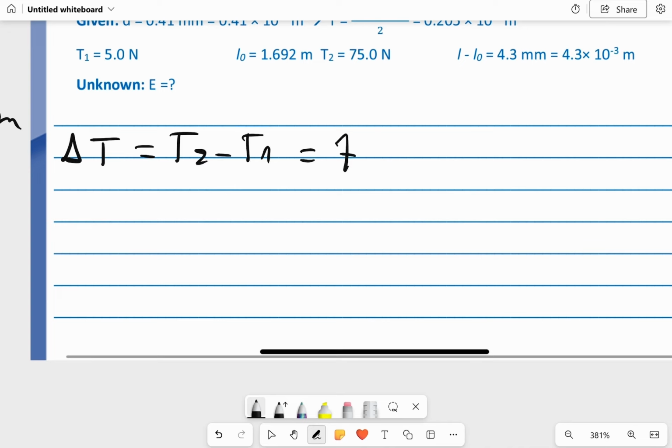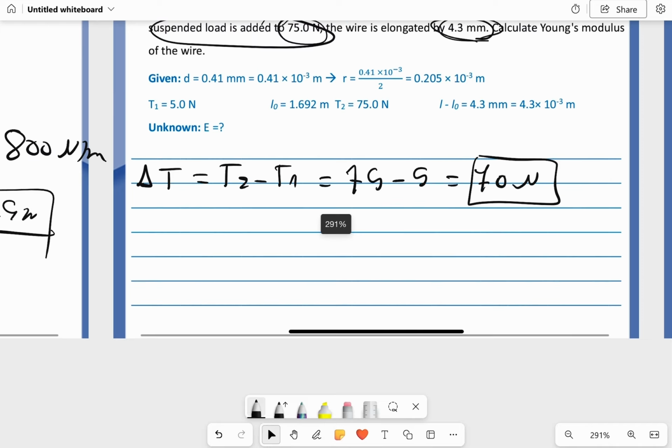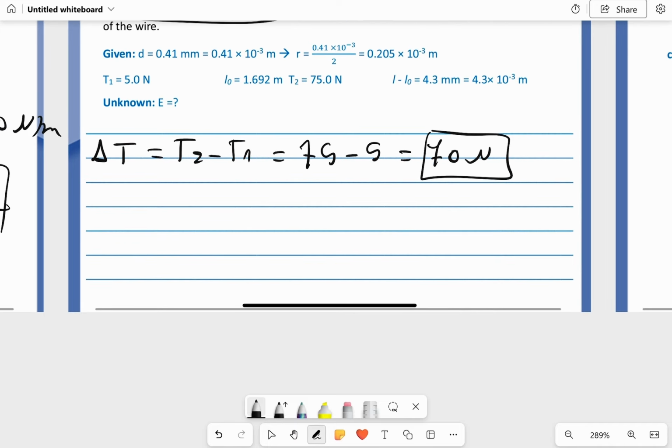So this one will be 75 minus 5. Then you have what? 70 Newton. Okay, this is this one. Young's modulus is equal to what, guys? Is equal to tension multiplied by initial length divided by area multiplied by elongation. Then tension is equal to what?